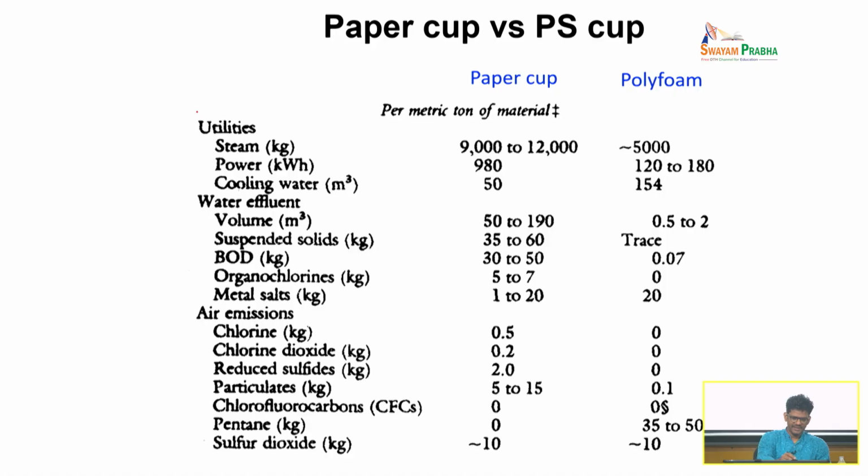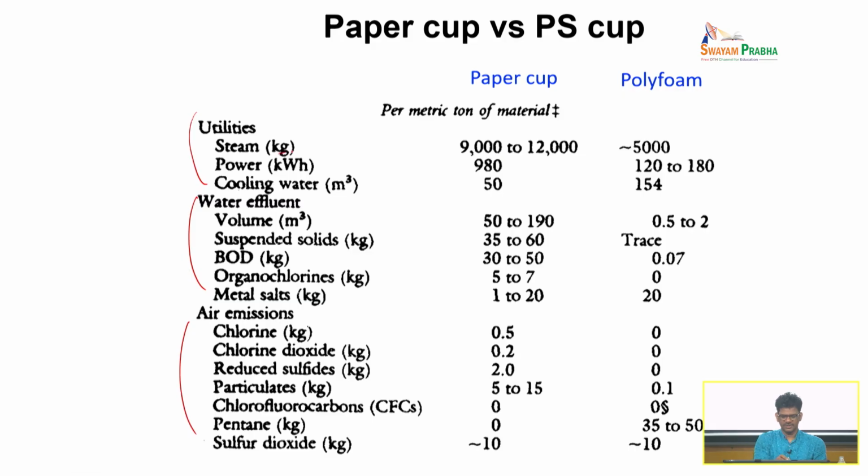So, now they are categorized into utilities, water, steam, energy, etc., and then effluents, that is water waste, and then emissions to air. Okay. If you just compare two columns, without looking at details, you can clearly see a lot of zeros for the polyfoam and quite a lot of numbers on the paper cup. Okay. So, let us see one by one.